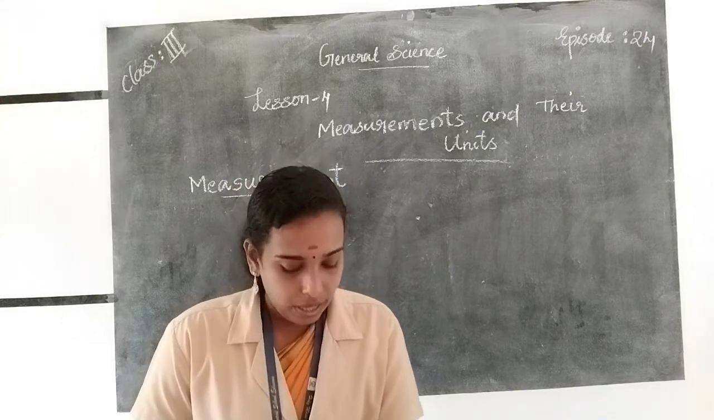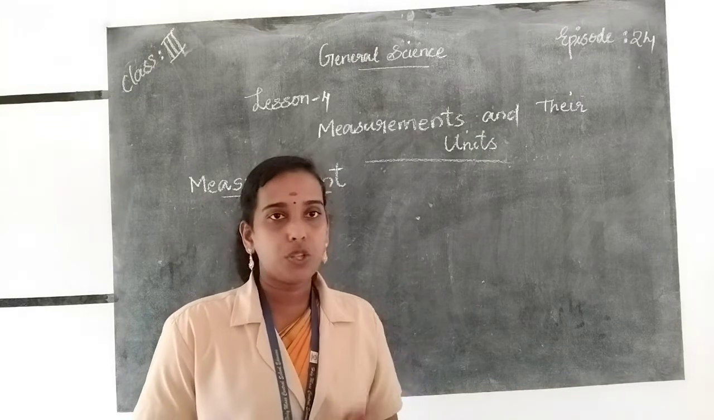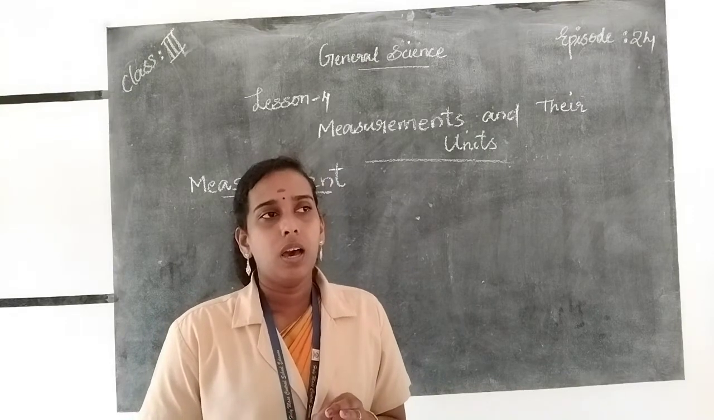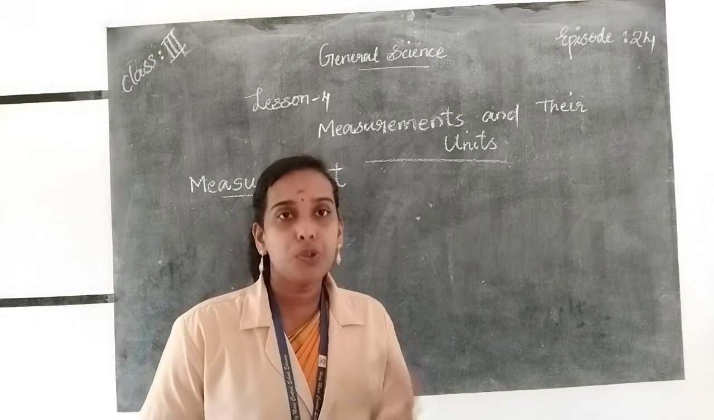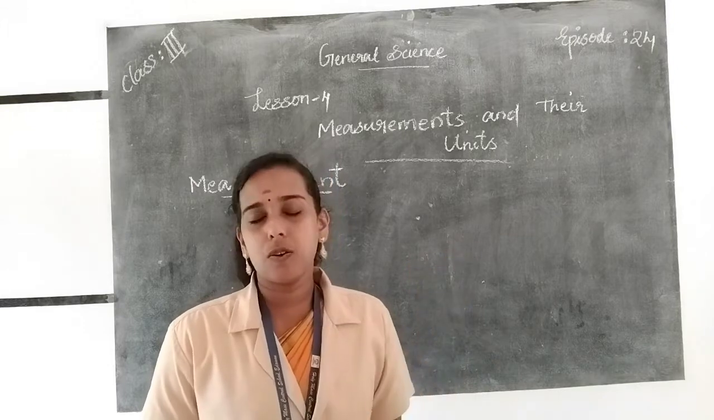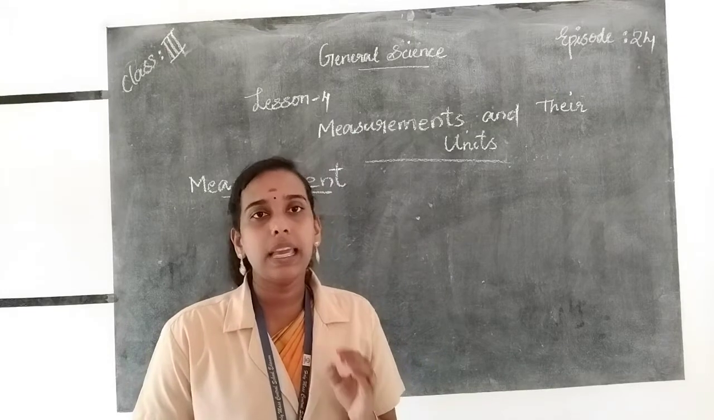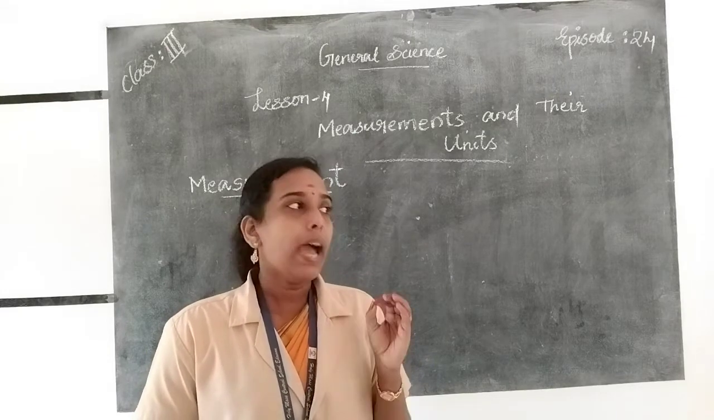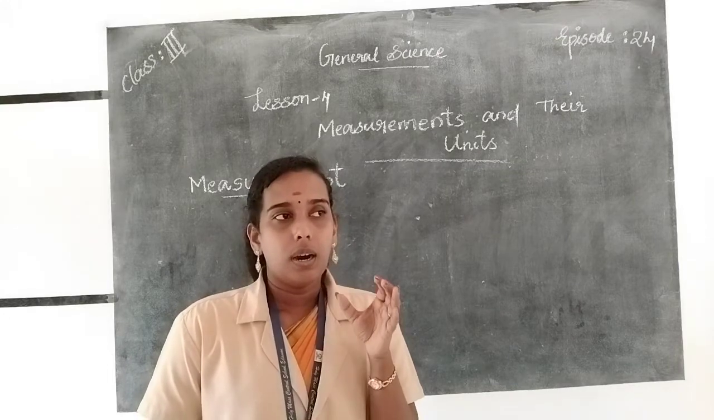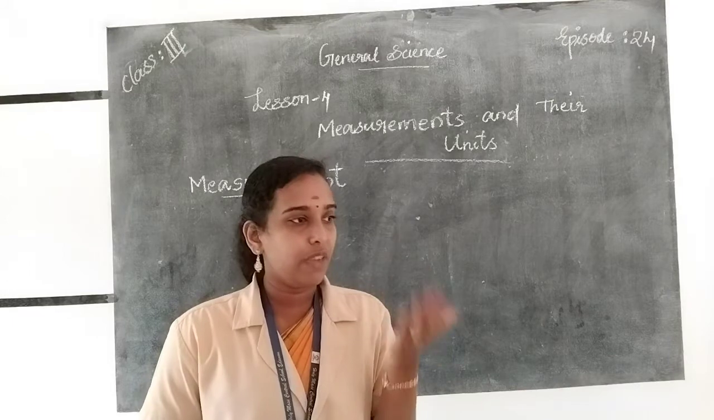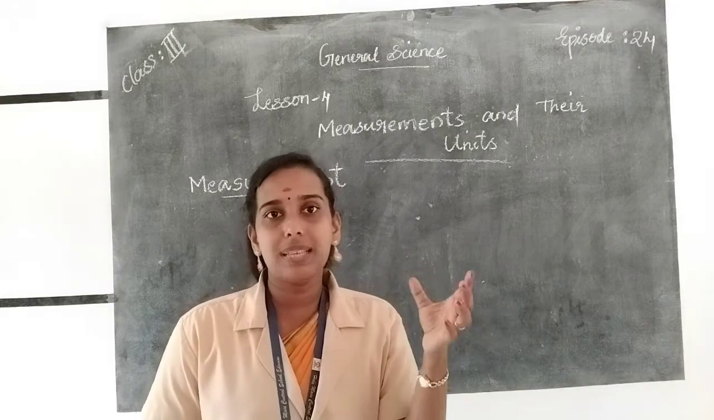For example, if we want to buy cloth from a tailoring shop, we need the measurement. We ask for 2 meters of cloth or 10 meters of cloth, like that. So we use measurement in our daily life. And like that, we also use measurements to buy things like rice, wheat, sugar, and also some liquid products like water, petrol, diesel, like that.